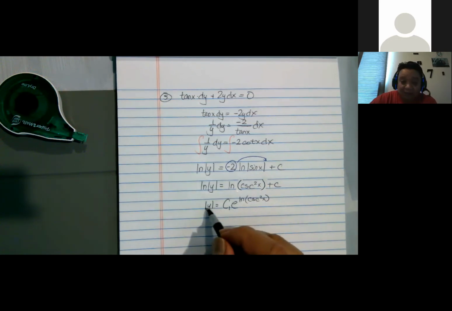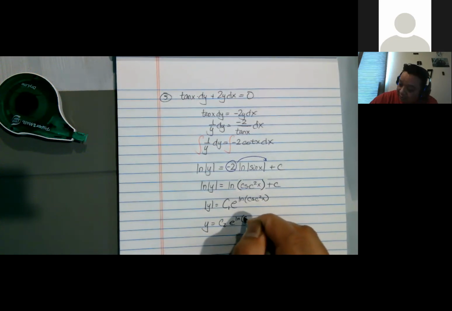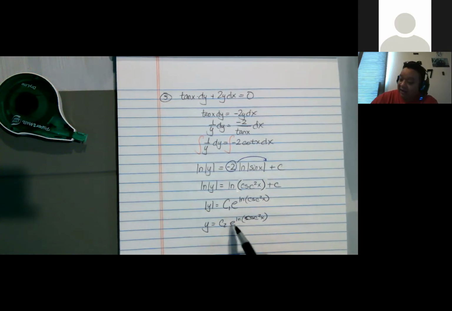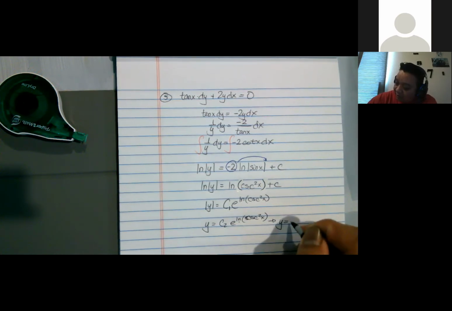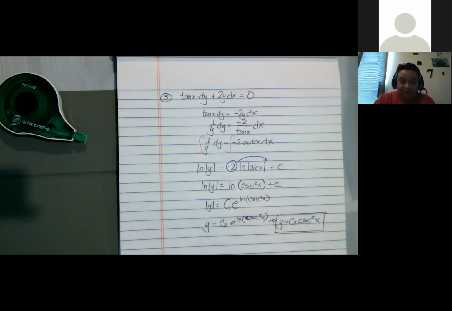And then to remove the absolute value, you're just going to have a plus or minus. That plus or minus gets absorbed to your c1. And so you have y is equal to c2 e to the ln of cosecant squared x. And then e and ln are opposites of each other. They're inverses. So which means this simplifies further into y equals c2 cosecant squared x. And there is the simplified version of your answer, your explicit version of your function.